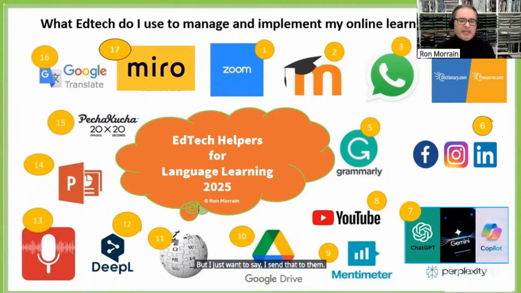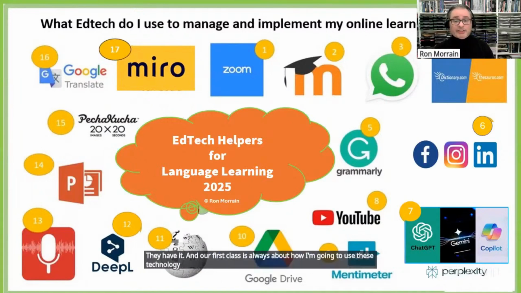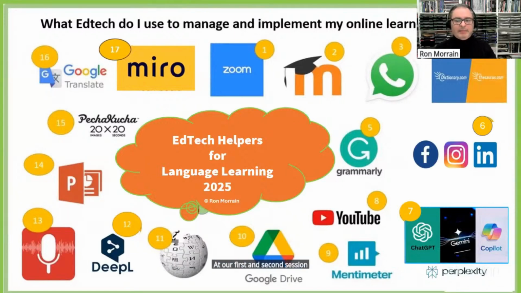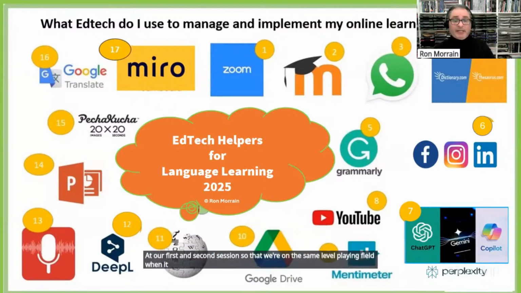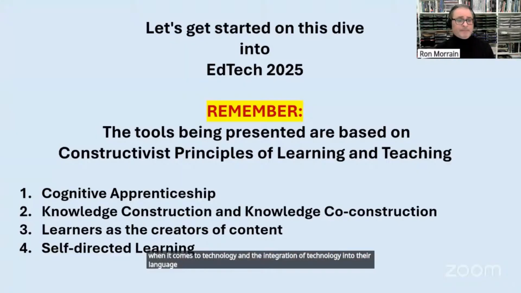They have it. And our first class is always about how I'm going to use this technology and artificial intelligence in their language learning experience, and show them how I do it, and give them examples, and we play with it at our first and second session, so that we're on the same level playing field when it comes to technology and the integration of technology into their language learning experience.